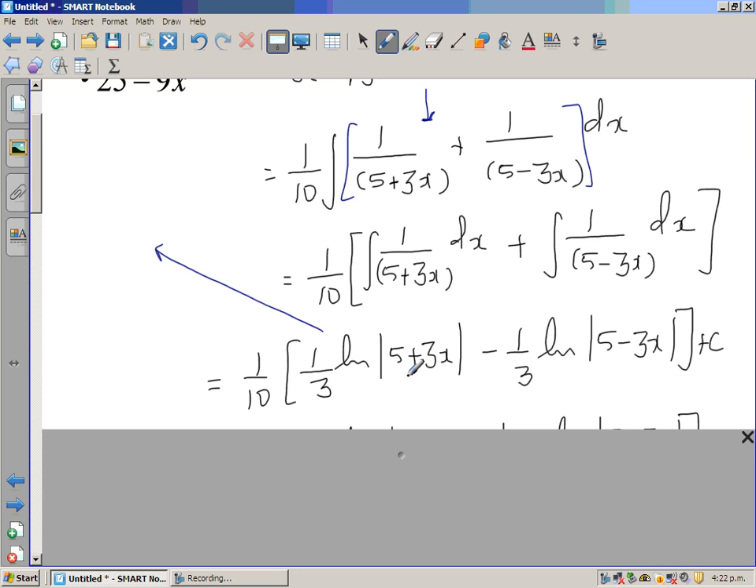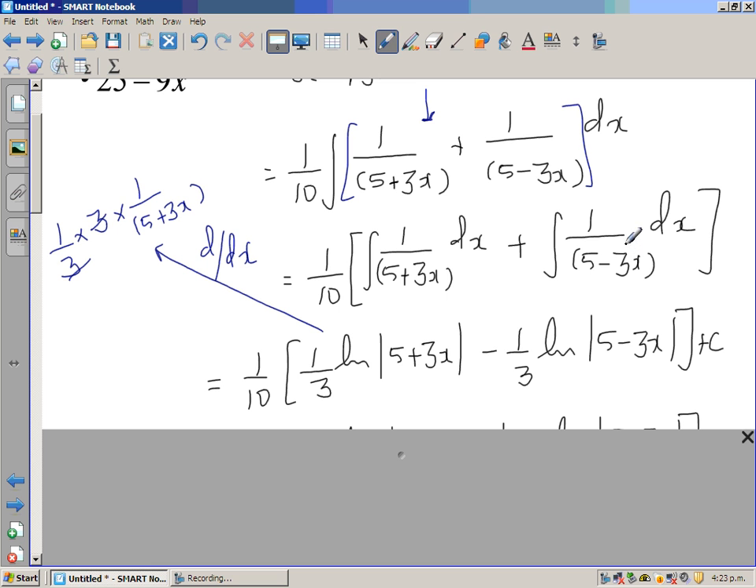Okay, now just to explain this, suppose integration is the opposite of differentiation. Suppose you are differentiating this, how would you differentiate it? Let us do the d by dx of this. You start with 1/3 times. Using the chain rule, you'll have to multiply by 3 times 1 over 5 plus 3x, and 3 and 3 get cancelled. So that's why you have to put this 1/3 here.